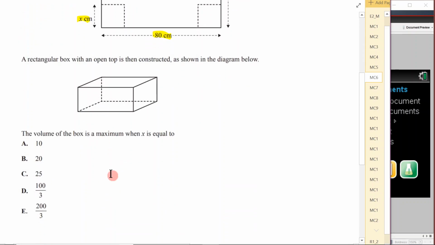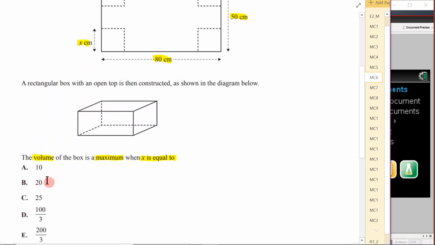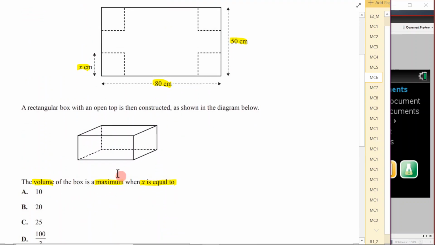Let's now get to the final part of our question, which says the volume of the box is a maximum when x is equal to what? Okay, so we are obviously doing an optimization question. The key giveaway is the word maximum. We're finding the maximum volume. So obviously the first thing we are going to want to do is find the volume of this box. And because we want to find when x gives me the maximum for the volume, I'm going to be finding my volume in terms of x.